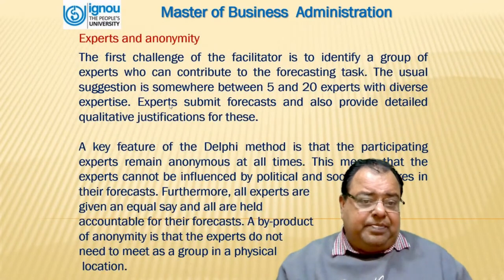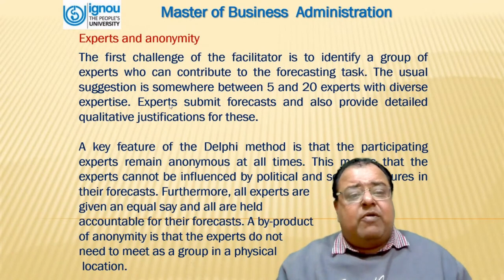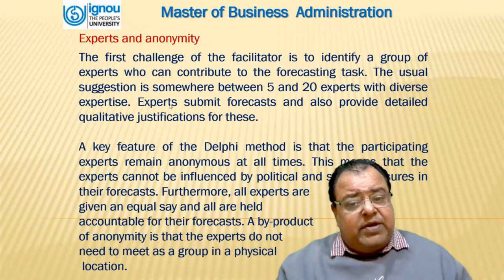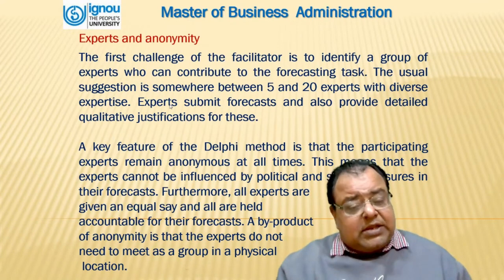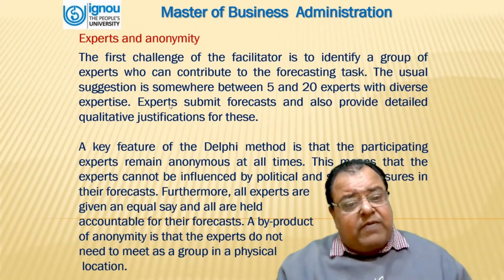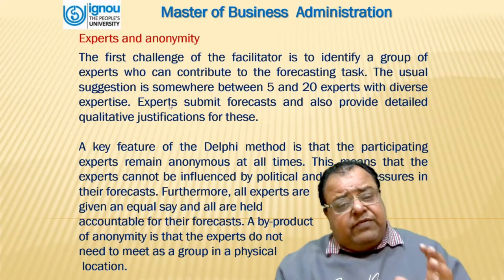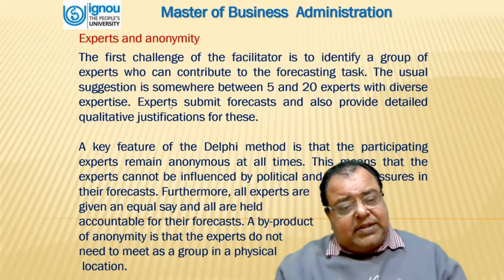Experts and anonymity. The first challenge of the facilitator is to identify a group of experts who can contribute to their forecasting task. The usual suggestion is somewhere between 5 to 20 experts with diverse expertise. Experts submit forecasts and also provide detailed qualitative justification for this. A key feature of Delphi method is that the participating experts remain anonymous at all times. We don't know who they are. They are just providing us their feedback.